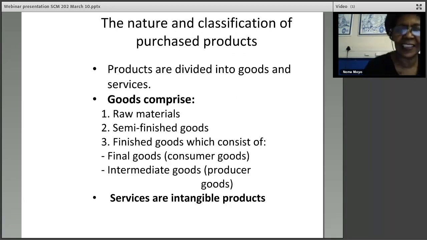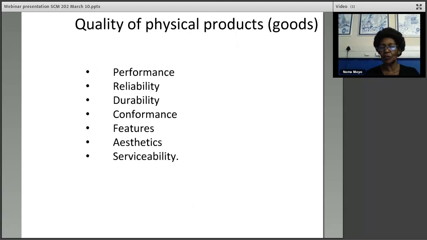Then let's look at the nature and classification of purchased products. Products are divided into goods and services. Goods comprise raw materials, semi-finished goods, and finished goods, which consist of final goods, which is consumer goods, and intermediate goods, which is producer goods. When we talk about services, we are talking about intangibles. So services are intangibles, they are not inventories, and you cannot separate the service from the service provider.